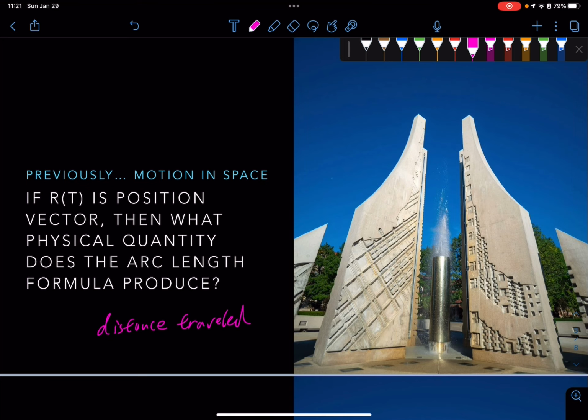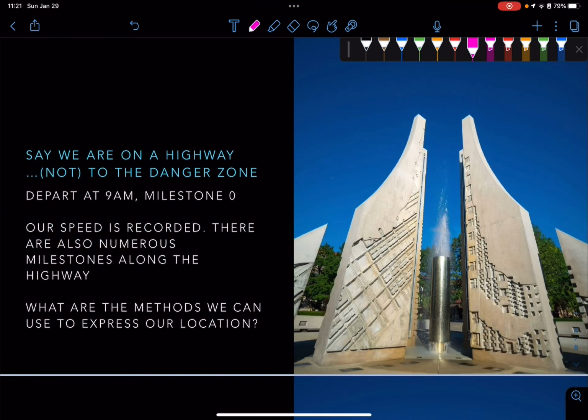So the second question is about parametrization. Let's say we are on a highway, right? This is not to the danger zone, I promise. We're departing at 9 a.m., and we are departing on the highway at milestone 0. Our speed is recorded throughout the journey, and there are also numerous milestones. So we have milestone 1, milestone 2, that indicates 1 mile, 2 miles along the highway.